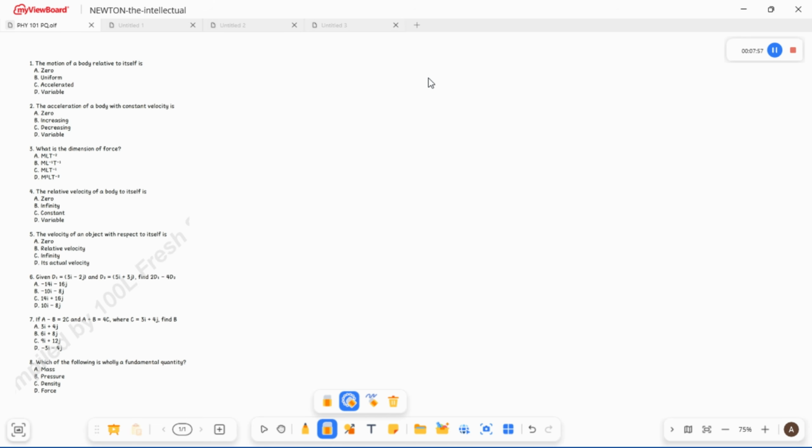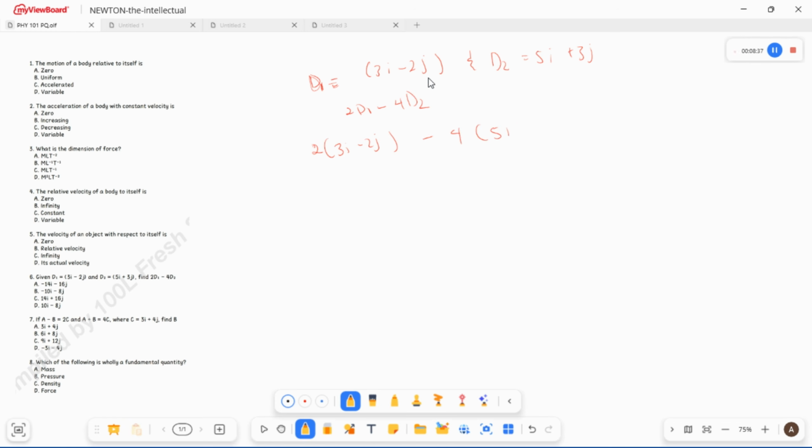Right? So question 5 now says the velocity of an object with respect to itself, the same thing, right? So now question 6, we have d1 is equal to 3i minus 2j, and d2 is equal to 5i plus 3j. The question says we should find 2d1 minus 4d2. So basically what we're doing is 2 multiplied by d1, which is 3i minus 2j, minus 4 multiplied by d2, which is 5i plus 3j.